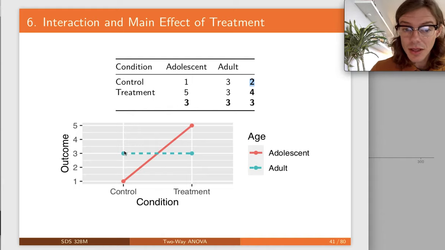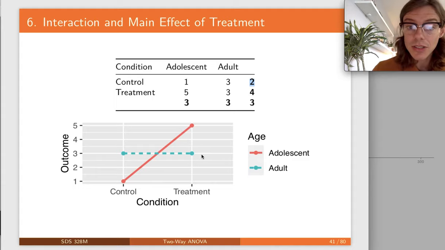So notice, how does the treatment affect adults? Well, it doesn't really, right? Adults have an average outcome of 3 in the control condition, and they have an average outcome of 3 in the treatment condition, right? But what about adolescents? In the control condition, adolescents are doing very poorly, but in the treatment condition, they're doing amazing, right? So this drug is having a huge effect on adolescents, but having no effect on adults.